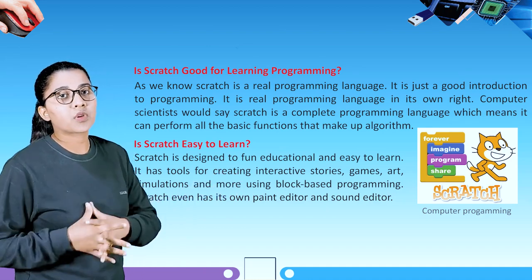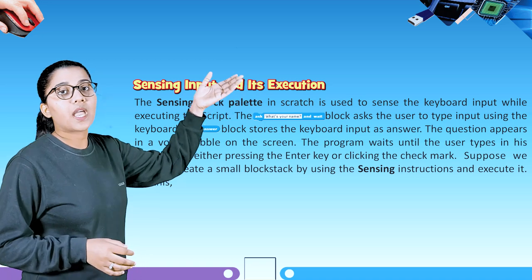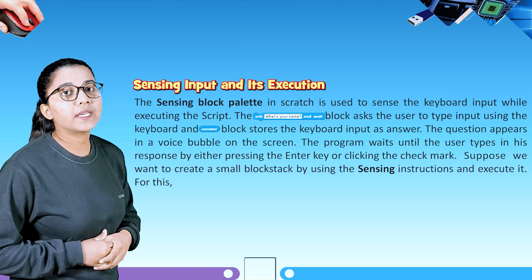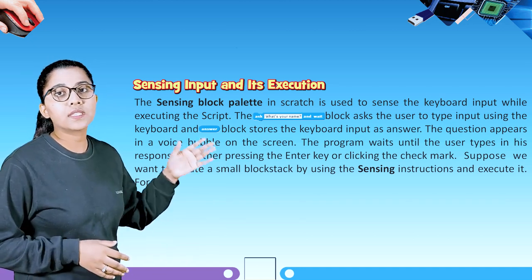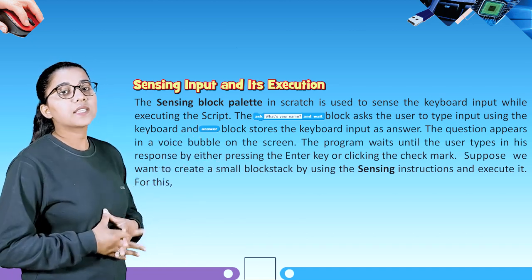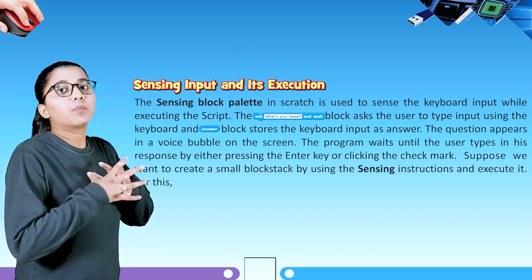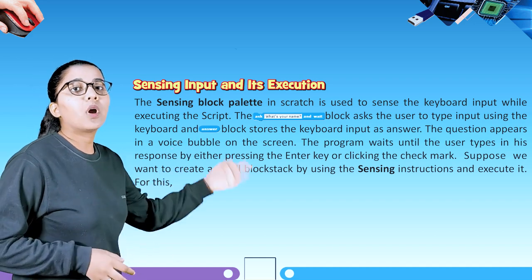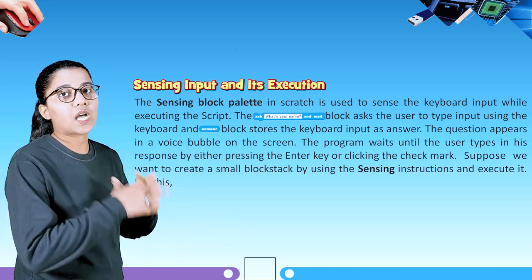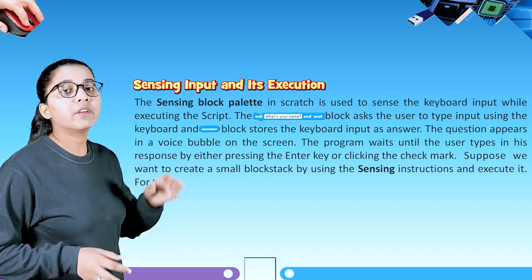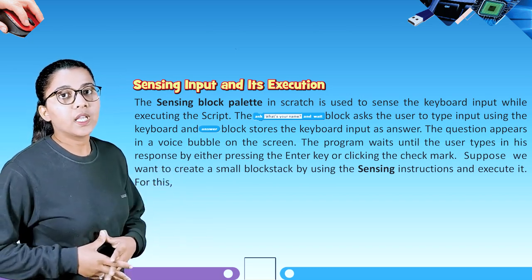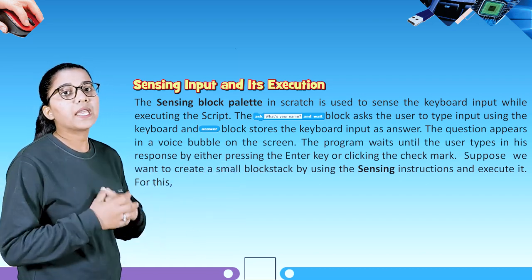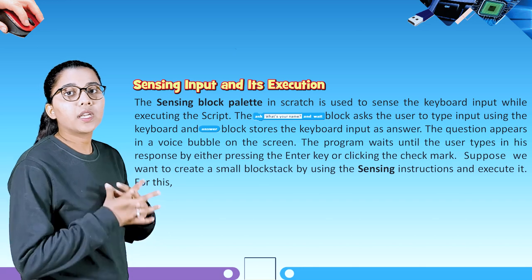Now students, our next topic is sensing input and its execution. So, the sensing block palette in Scratch is used to sense the keyboard input while executing the script. The ask block asks the user to type input using the keyboard, and the answer block stores the keyboard input as answer. The question appears in a speech bubble on the screen. The program waits until the user types in his response by either pressing the enter key or clicking the check mark.